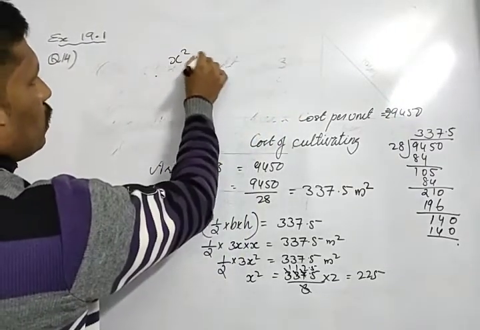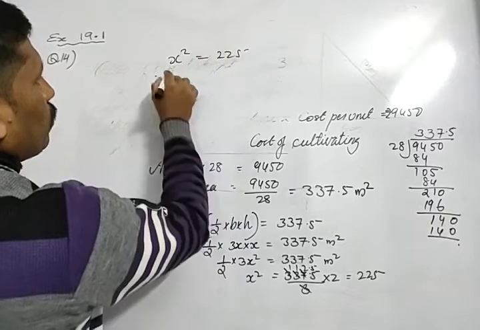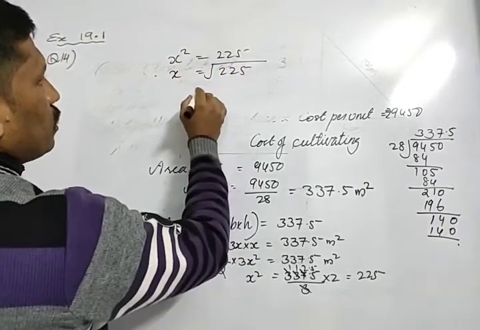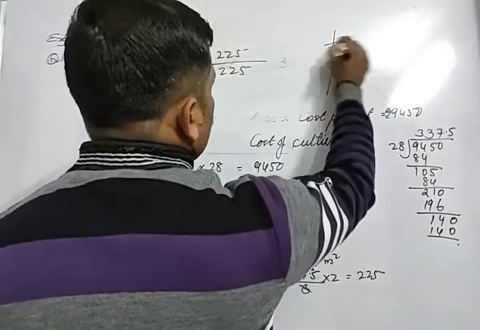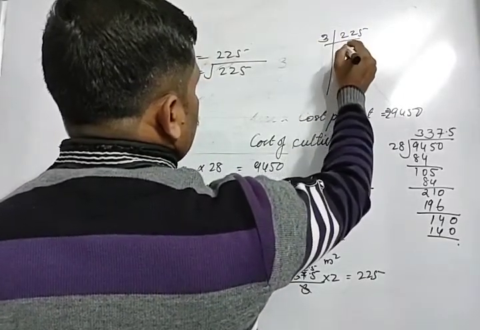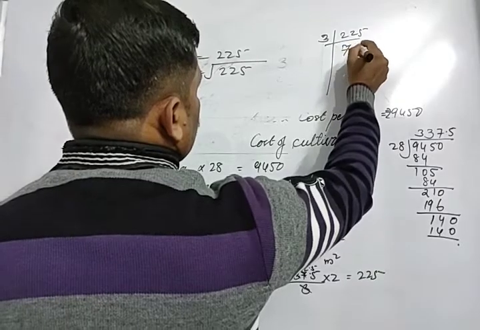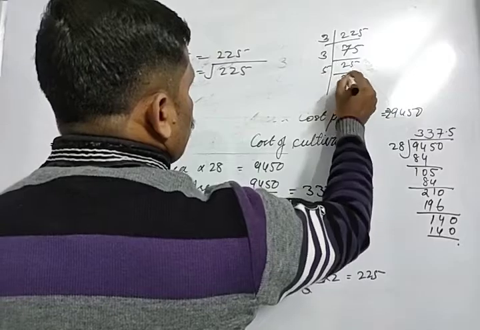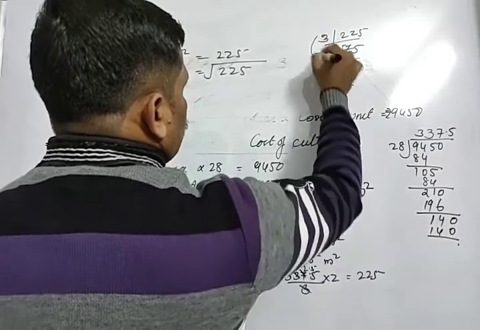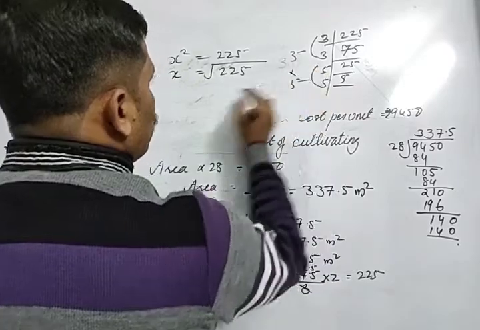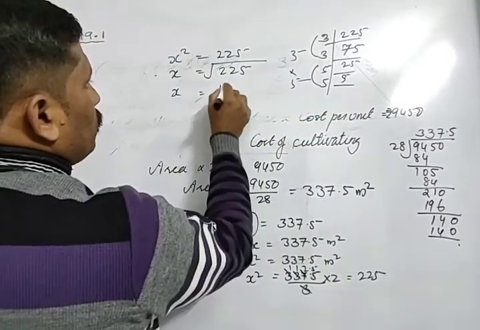X square is equal to 225. Therefore, x is equal to root of 225. That is equal to 15. We calculate the root of 225. 225 by 3. 3 7s are 21 and 3 5s are 75. Again by 3, 25. By 5, 5 and 5. Here 2 3s group and here 1 we take and here 1 5 we take. 3 5s are 15. So x is equal to 15.